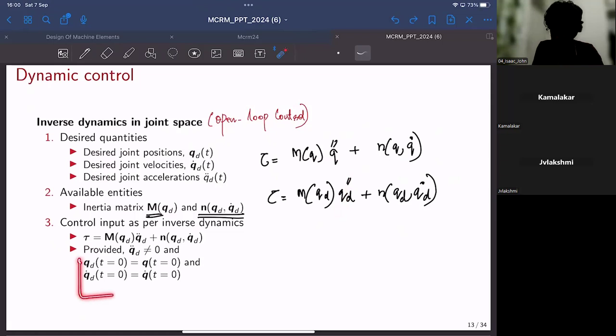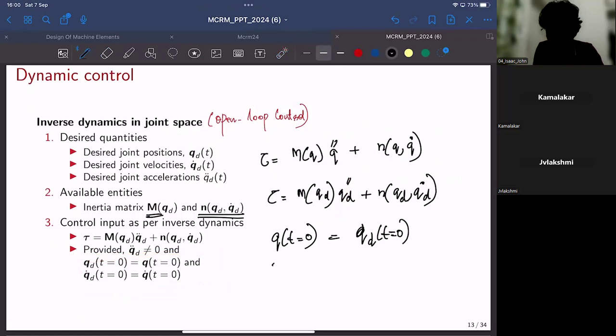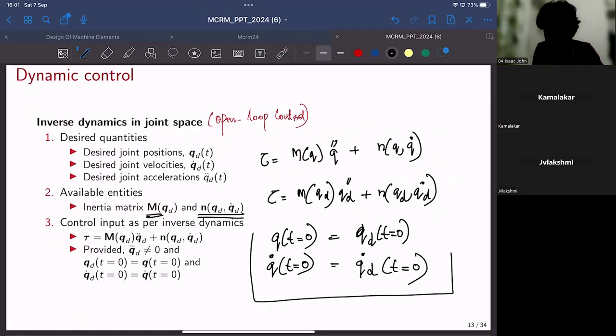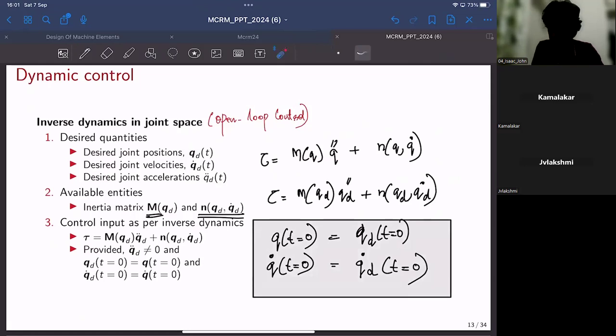And similar to the velocity open loop, we also have these conditions. The initial position q at t equal to 0 should be equal to the initial desired position q desired at t equal to 0, and the initial actual velocity should be equal to the desired velocity at time t equal to 0. These two conditions will also have to be satisfied. Only then would this inverse dynamics law work, because it's an open loop.